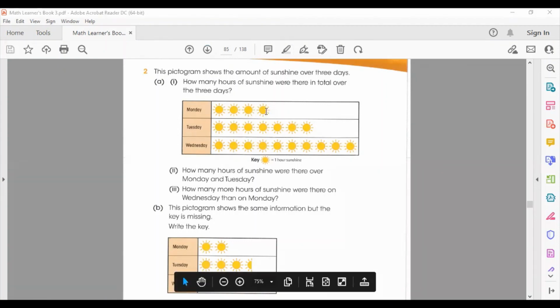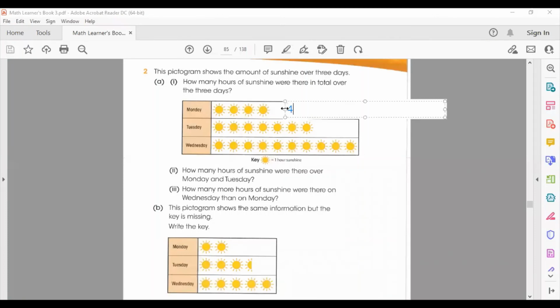So let us count, 1, 2, 3, 4. 4 on Monday. 1, 2, 3, 4, 5, 6, 7. How do I know the sun equals 1? Here it's written, 1 sun equals 1 hour of sunshine. So 4 plus 5, 6, 7. It's 7. And on Wednesday, 1, 2, 3, 4, 5, 6, 7, 8, 9, 10.